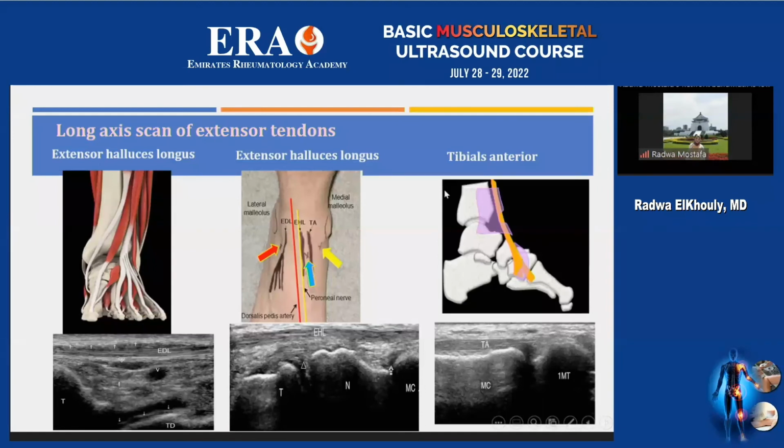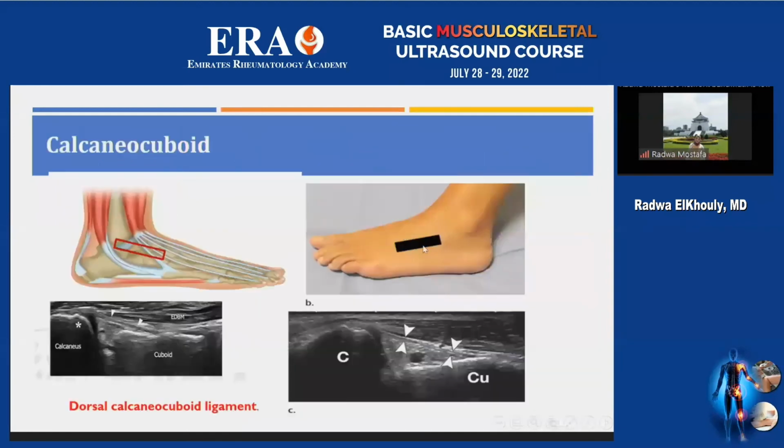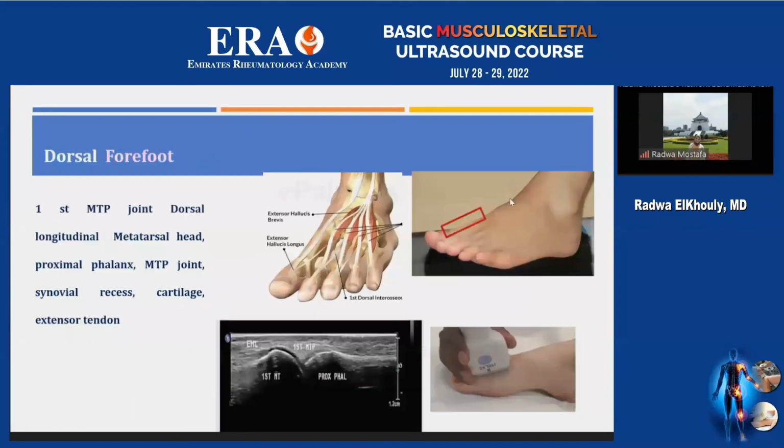Going slightly to the lateral aspect, opposite the fourth and fifth toes, we will see the calcaneal bone. We put our probe like this, so the structures we see are the calcaneal bone and the cuboid bone, with the hyperechoic fibers of the dorsal calcaneocuboid ligament. Going to the dorsal forefoot, we start from the proximal to the distal aspect.